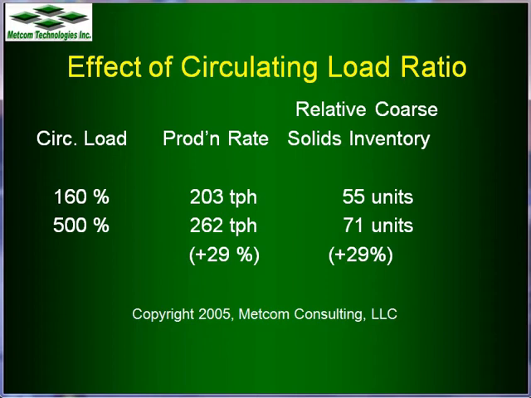The one at 500% circulating load produces approximately 262 tons an hour of new finished size material, whereas the one with lower circulating load produces only 203 tons per hour. That's an increase of 29% at the higher circulating load. If we look at the size distributions going in and out of the same two mills, the mill with the high circulating load has about 71% of the material inside the mill coarser than the P80, whereas the one with the lower circulating load has about 55%. This is also an increase of about 29%. The reason why the mill is more efficient is because it contains a more proportional amount of coarser material.